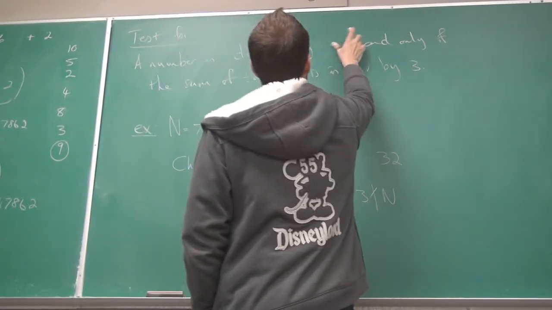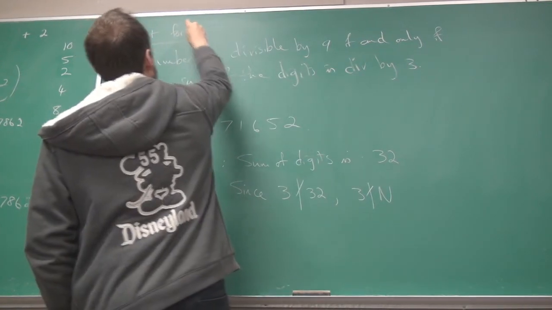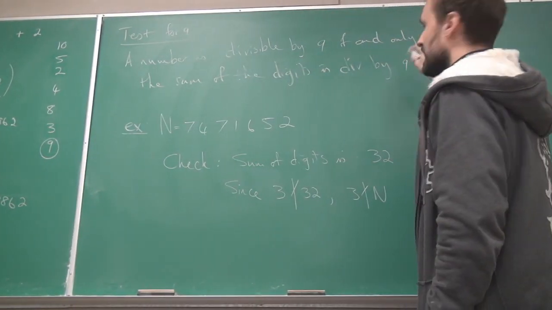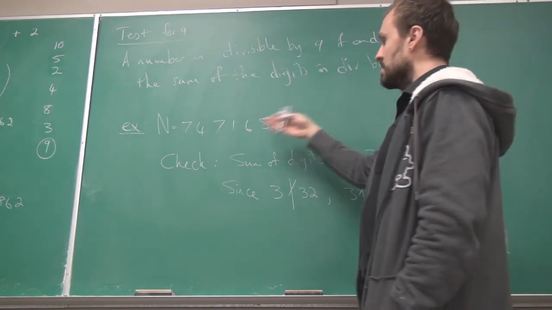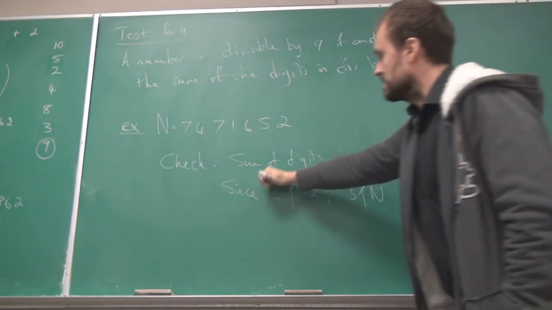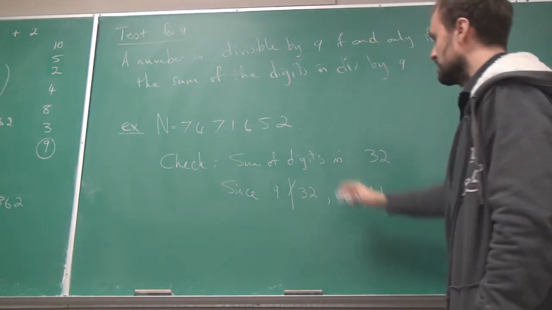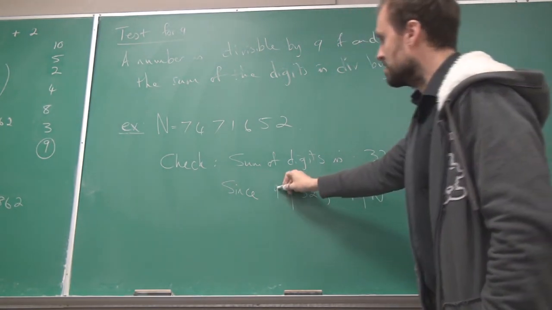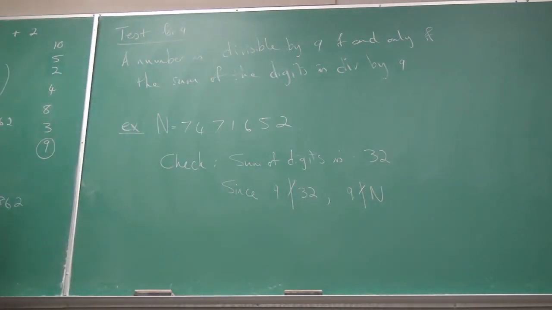A number is divisible by 9 if and only if the sum of the digits is divisible by 9. Let's take the same example. Take my number, sum of the digits, 32. 9 is not happy with 32, so 9 is not happy with the original. Done. So easy. It is exactly the same. And really, it comes out again because the way I split up this number used these 9 digits in the number. And I was looking for a 3, but the 9 was happy with that as well.